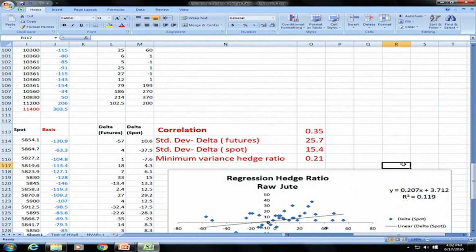Now I will end this session at this point by asking a question: can the minimum variance hedge ratio be greater than 1? Please think it over, and we'll discuss this aspect, whether the minimum variance hedge ratio can be greater than 1 or not, in the next session.